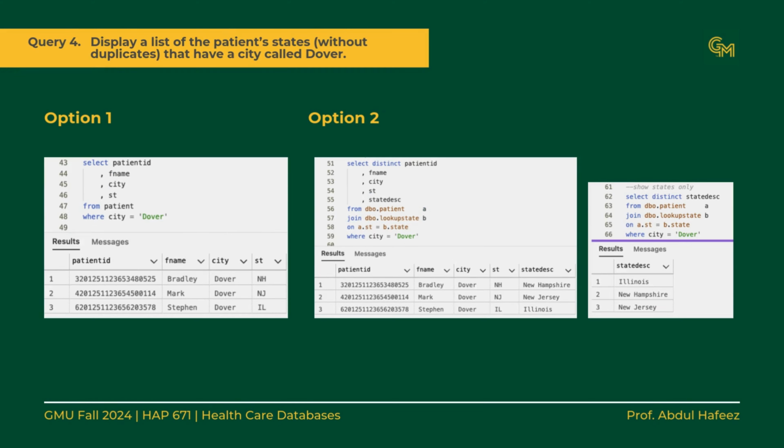Next, we want to see which states have patients from a city named Dover. Then use SELECT patient ID, first name, city, ST FROM patient WHERE city = Dover. Don't forget to put Dover in between single quotes. Another option, which I find more complex but is also good to know, is to join table patient and lookup state, which has the information of full state name in the state description variable.